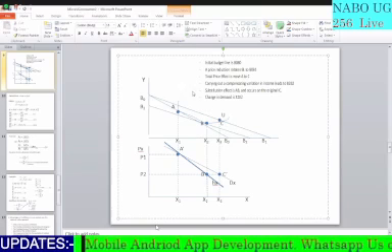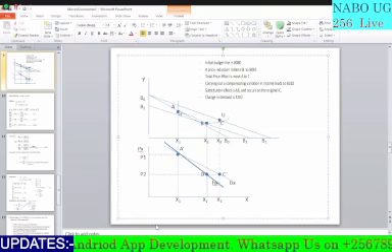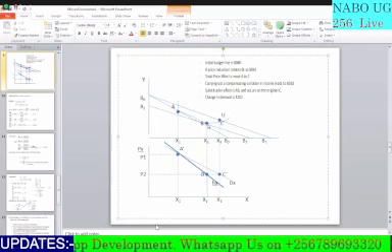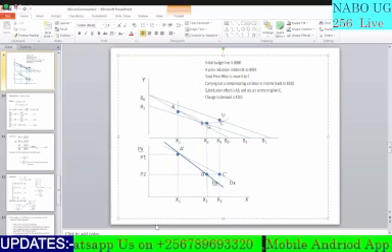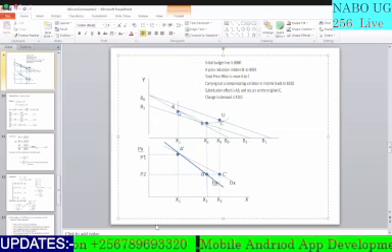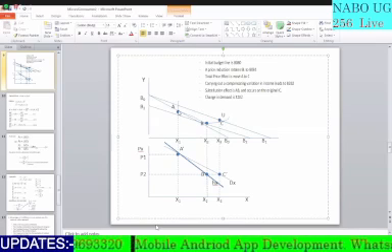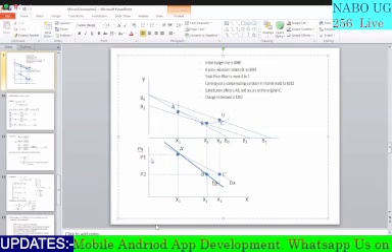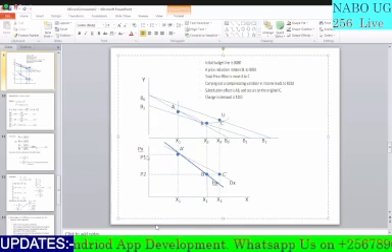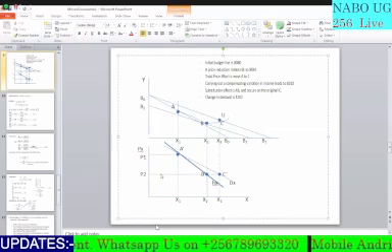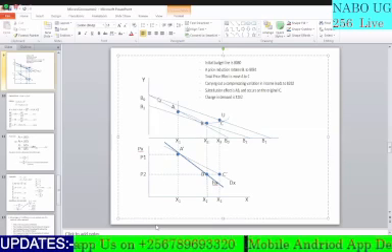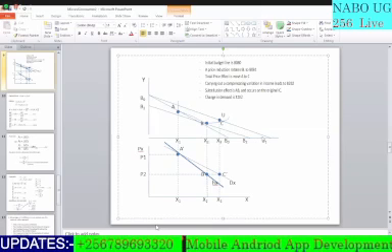Now, to understand this properly, you need to have understood the substitution and income effects. Like I said, at A, if the price of X reduces, originally we have P1. Now, when the price reduces to P2, that means in the upper diagram, the budget line rotates outwards.